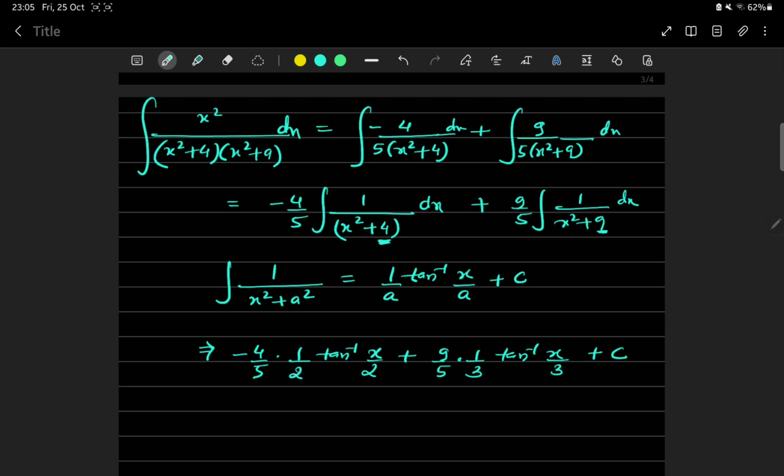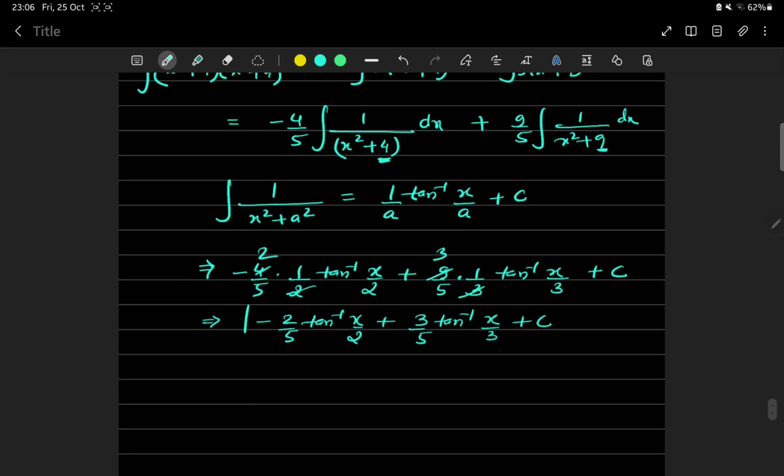Now this 4 will get cancelled by this 2, so this will become 2, and here also 9 will be cancelled by 3. So the final answer will be minus 2 by 5 tan inverse x by 2 plus 3 by 5 tan inverse x by 3 plus c. So that's the answer of this question. This is the answer step by step.